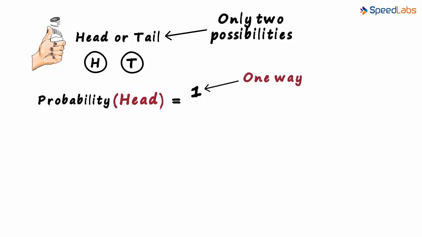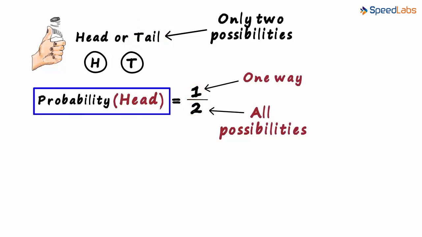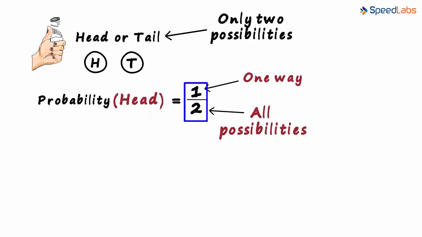The second thing we need to find out is the total number of possibilities. In total, there are only two possibilities, a head or a tail. This number in the denominator is actually all possibilities. These two cover all the possibilities since you cannot possibly get any other outcome. You either get a head or a tail. This tells you that out of the two possibilities, there is only one way in which this event can occur. So the probability of a coin landing a head is 1 by 2, which is 1/2. This is a fraction and can also be written in decimal form as 0.5.